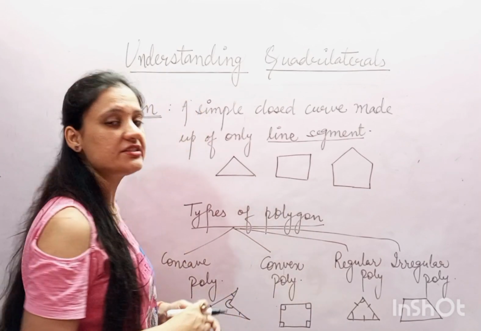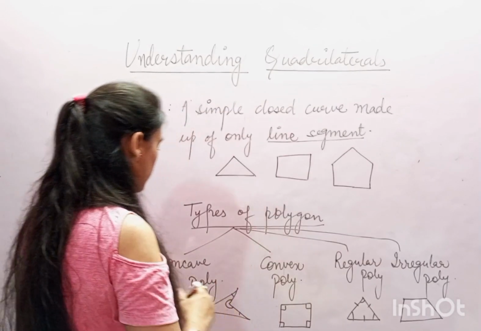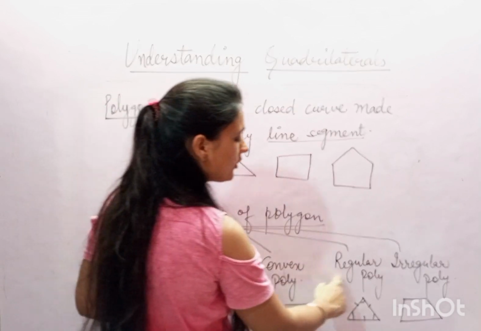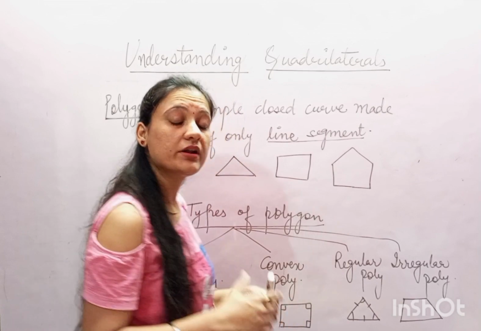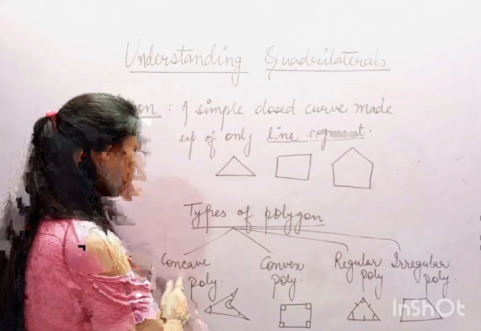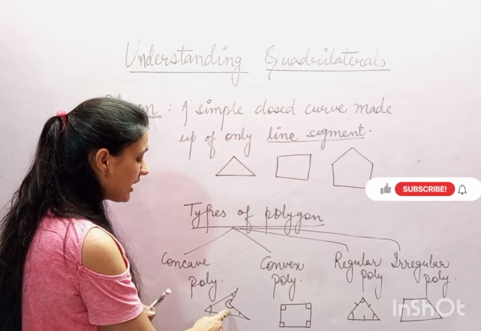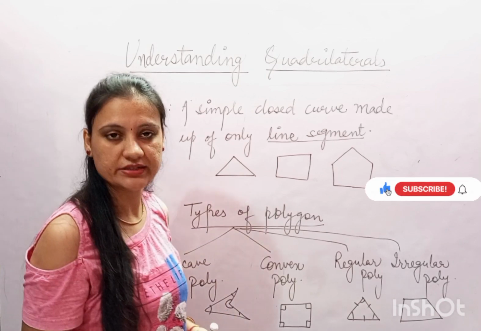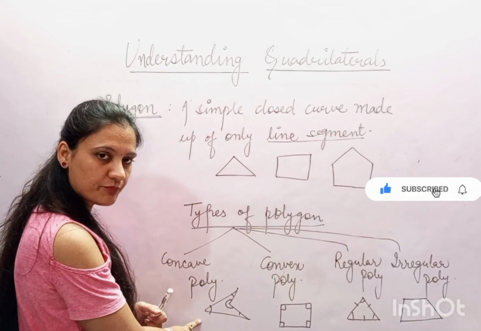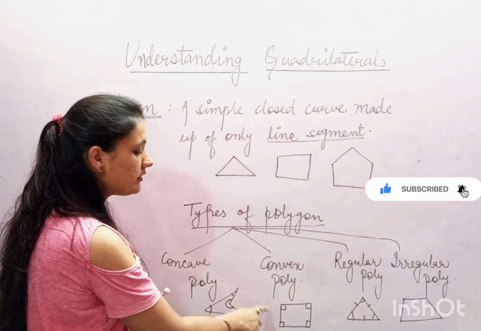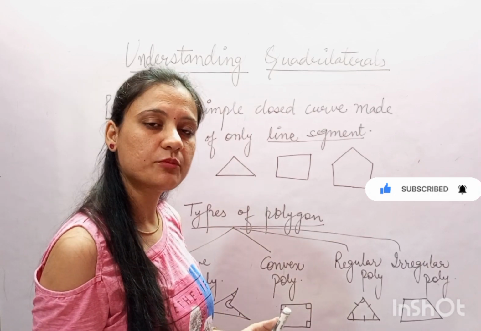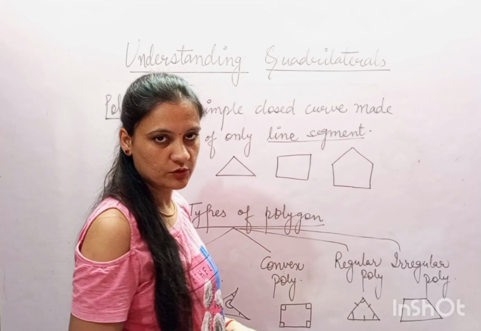Now let's understand the types of polygon. First is concave polygon, convex polygon, regular polygon and irregular polygon. Now let's understand the difference between these. Concave is a polygon in which one of the angles is more than 180 degrees, right? Then we call that polygon a concave polygon. In a convex polygon, all the angles are less than 180 degrees. Then we call that polygon a convex polygon.